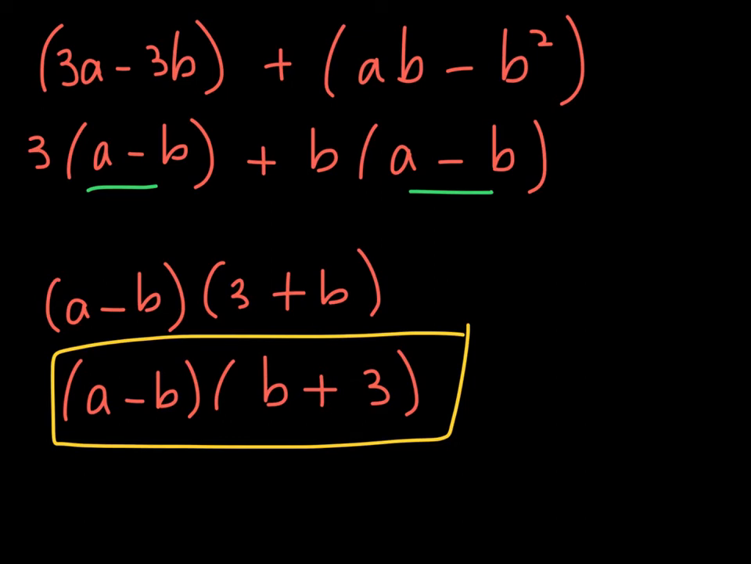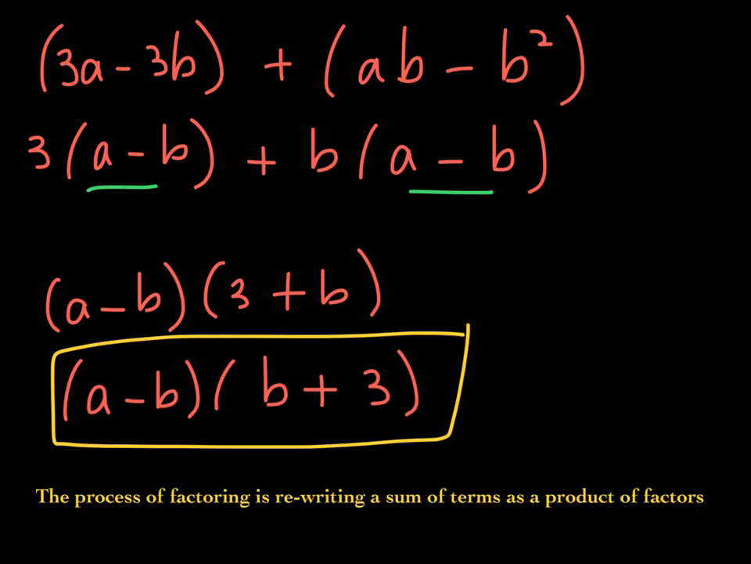So factoring, ladies and gentlemen, is rewriting a sum of terms as a product of factors. This is, here, a product of factors. It's a binomial factor times a binomial factor. So I want to make sure that you have this in your notes so you know what factoring is. It's going from addition to multiplication.